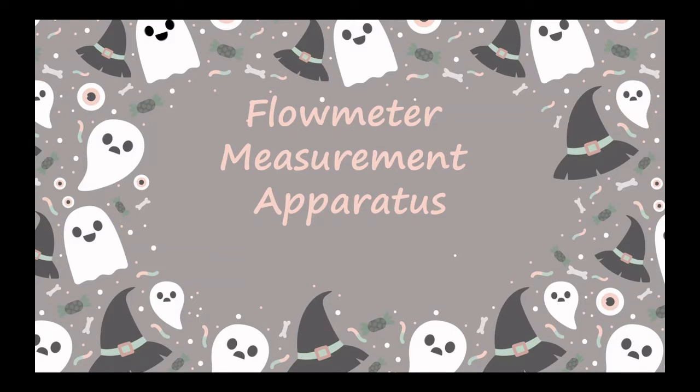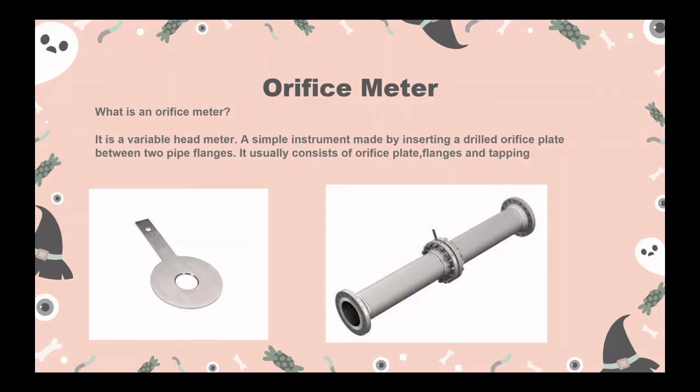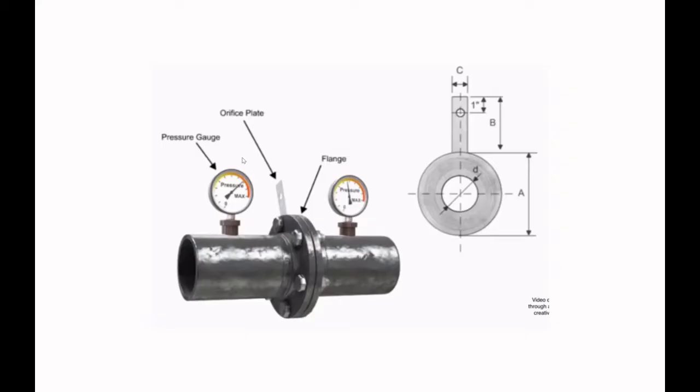Today, I'm going to talk about flowmeter measurement apparatus. So let's start off with the orifice meter. What is an orifice meter? It is a variable head meter, a simple instrument made by inserting a drilled orifice plate between two pipe flanges. It usually consists of an orifice plate, flanges, and tapping.